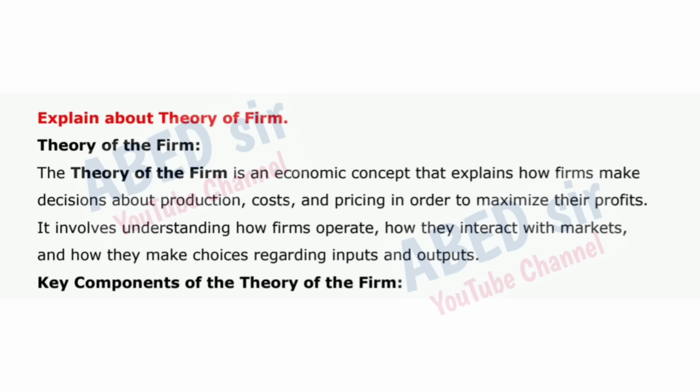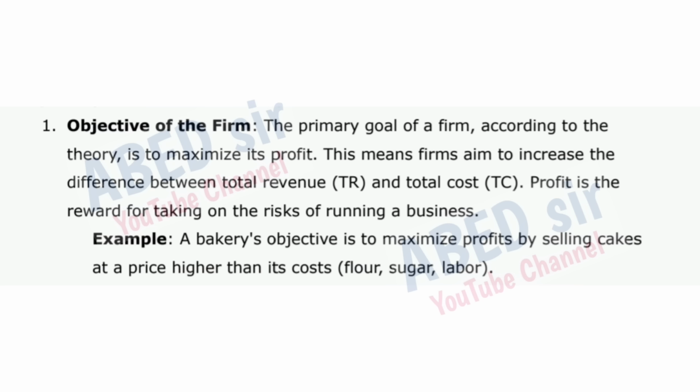It involves understanding how firms operate, how they interact with markets, and how they make choices regarding inputs and outputs. Key components of the theory of the firm. 1. Objective of the firm. The primary goal of a firm, according to the theory, is to maximize its profit.